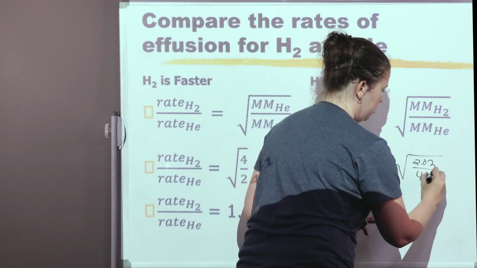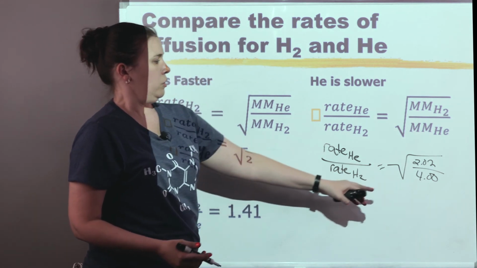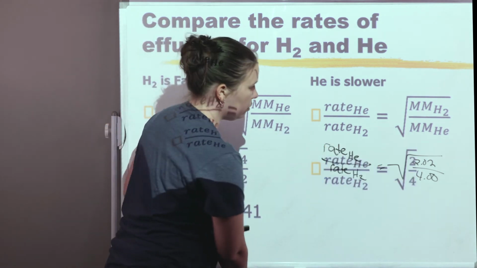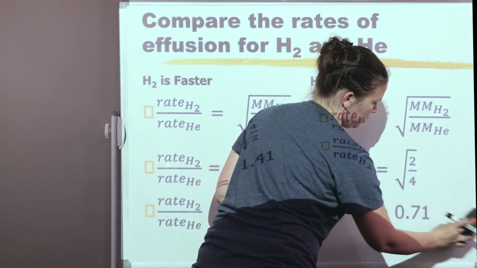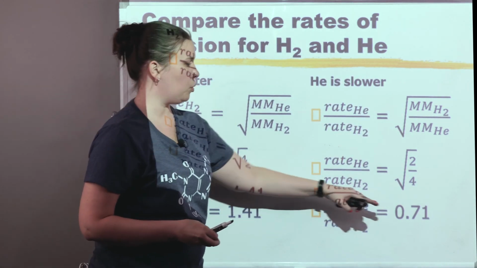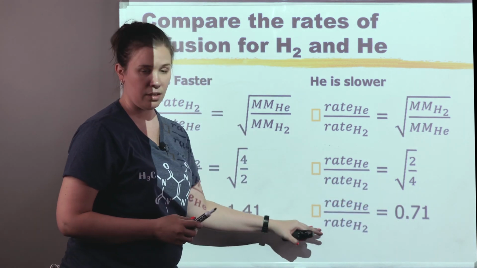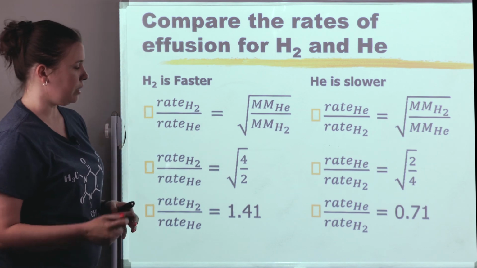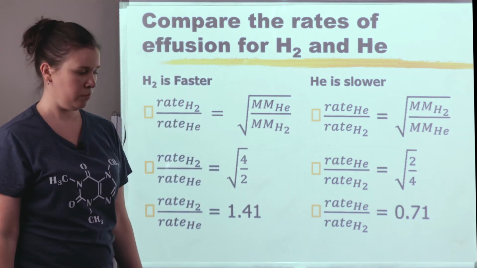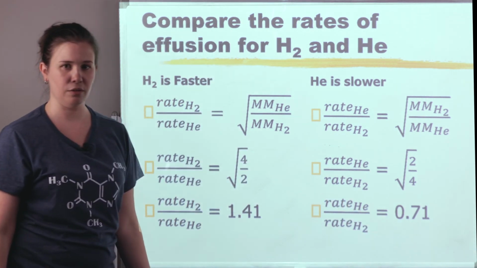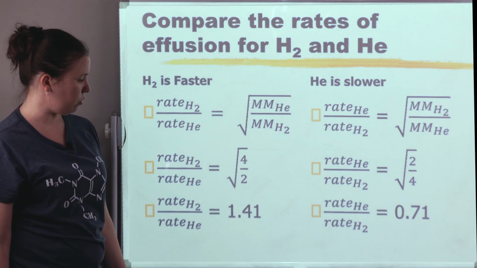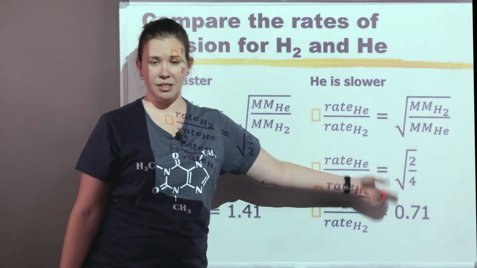So math-wise, you can already see, of course, we should be getting a different number. If I find 2 divided by 4 and find the square root of that number, what do we get now? We would get about 0.71. So this would be read that helium moves 0.71 times as fast as hydrogen. What do you think the relationship between the numbers 1.41 and 0.71 might be? How could these numbers be related to each other? They're actually inverses of each other. If you punch in the calculator 1 divided by 1.41, you're going to get 0.71 and vice versa.